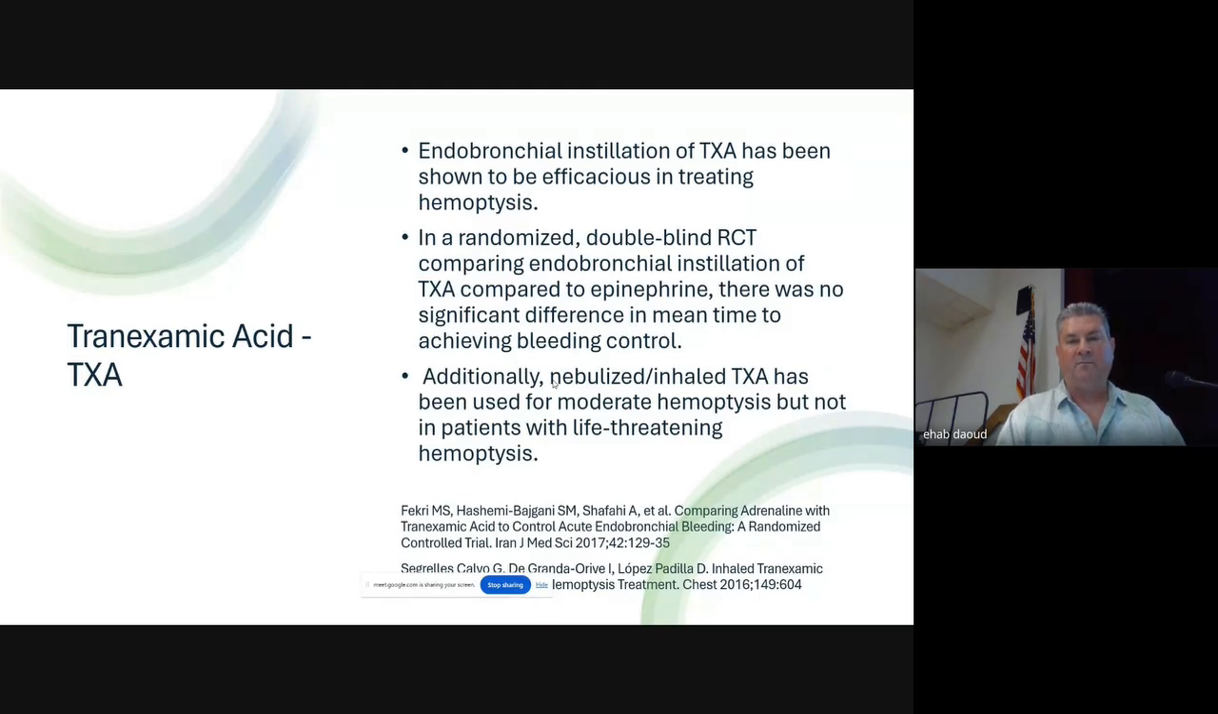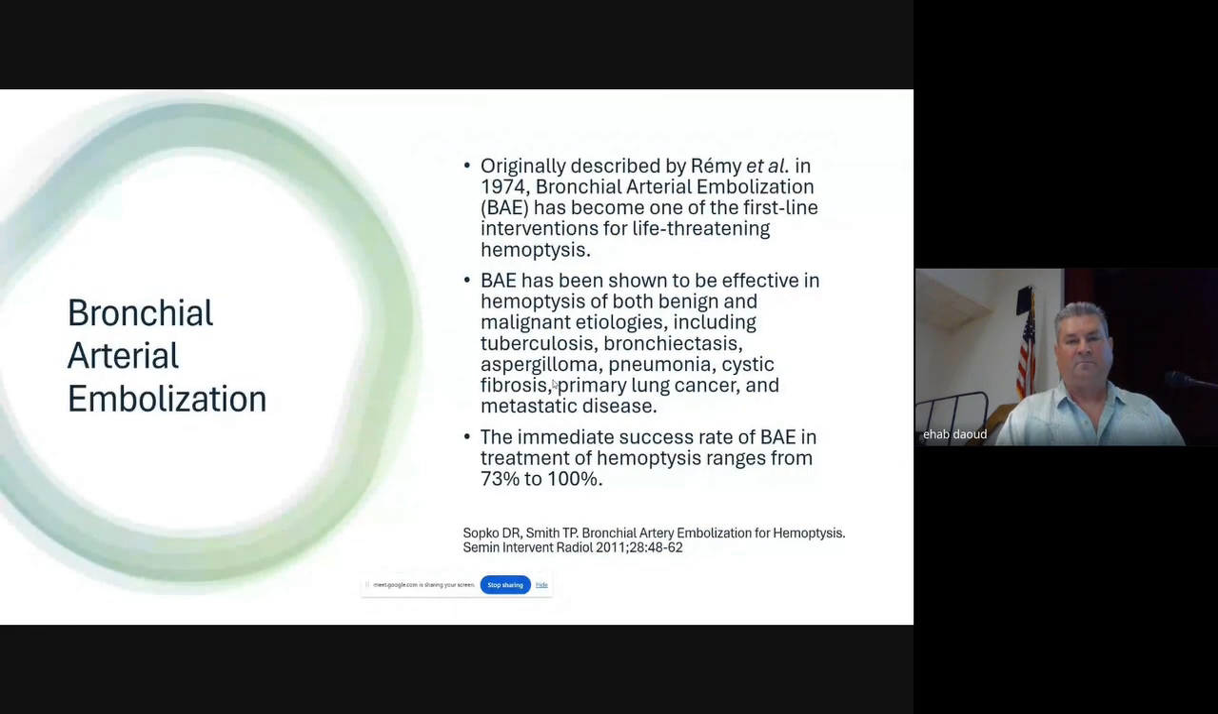Yeah, we've done some endobronchial instillation also for bleeding. Your anesthesiologist may have it on the cart in the OR. I don't know that you keep this in your ICU though. You may have to order it to do that. And we talked about embolization being successful, 73 to 100% successful. So make friends with your interventional radiologist.